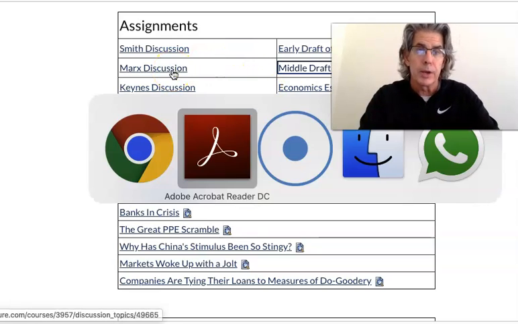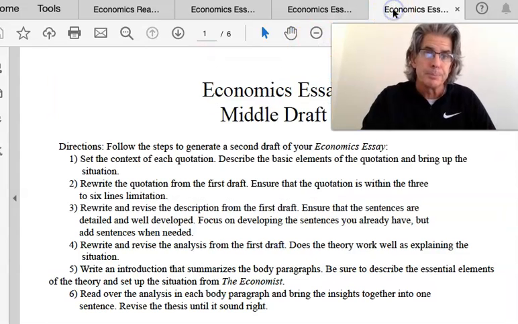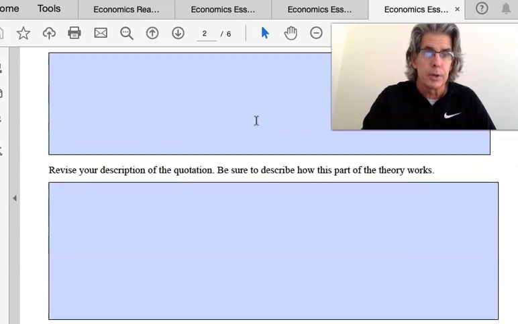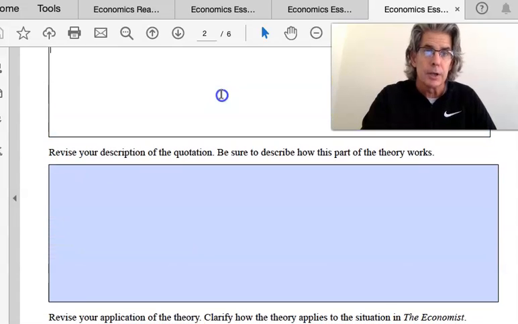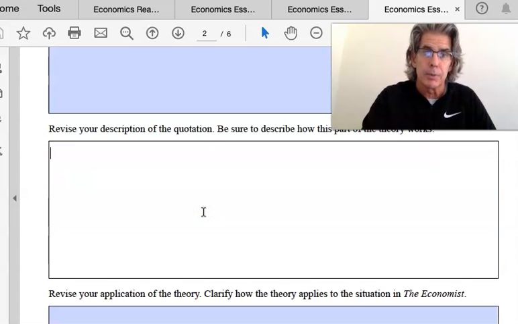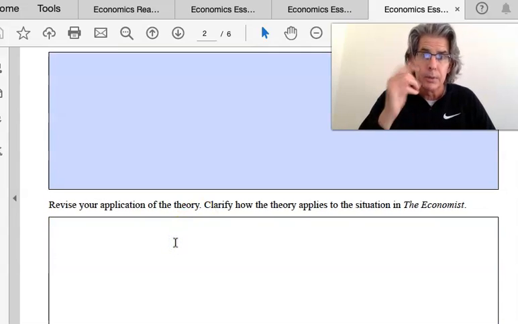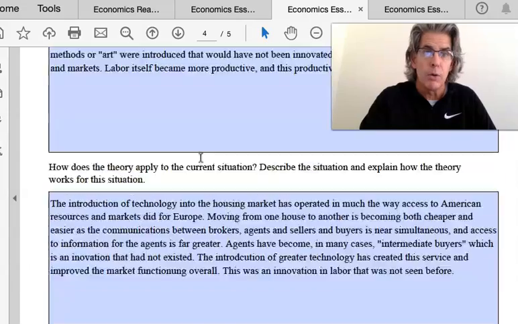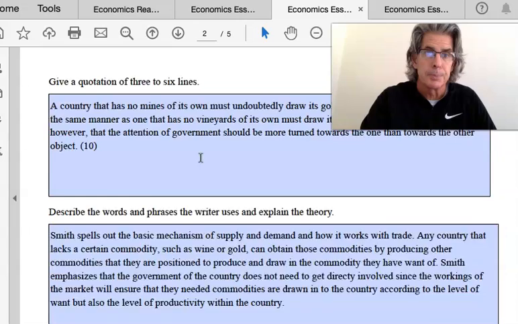So let me go through the middle draft stage and what I'm going to do now. And here I've opened up a middle draft stage. And notice it looks much like the first version, but it's got one new element. I've got to set the context, and then I put the quotation over, and then I'm going to revise the description and revise the application of the theory, okay? So what I'm going to do right now is start to copy and paste what I've done over into the middle draft.